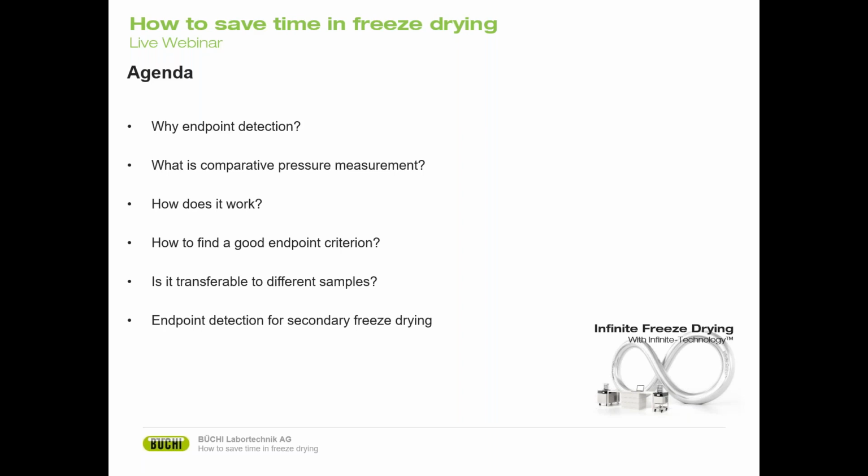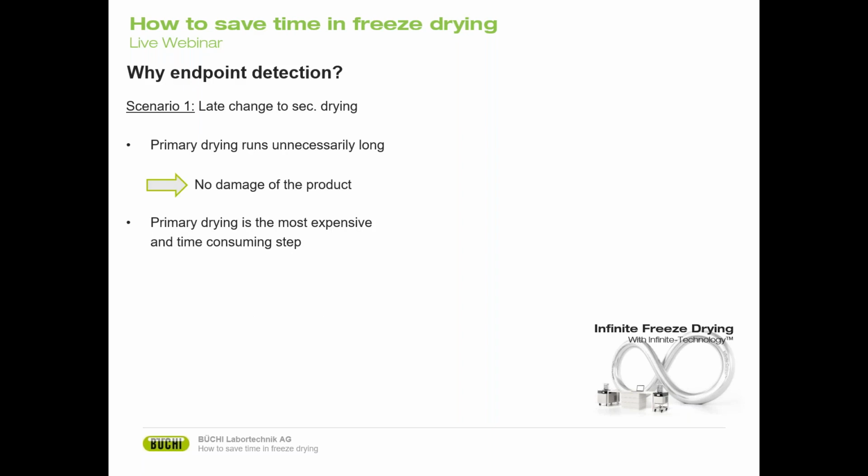So you can see my agenda. I'll first start with why do we need endpoint detection? Also, what other methods do we have here? I think many of you will be familiar with this part already. Then what is comparative pressure measurement and how does it work? And then finally, the big part will be on how to find a good endpoint criterion. Is that endpoint criterion then transferable to different samples? And all of this will be about primary drying, so endpoint detection during primary drying. And then in the end, I'll have a short discussion about endpoint detection for secondary drying.